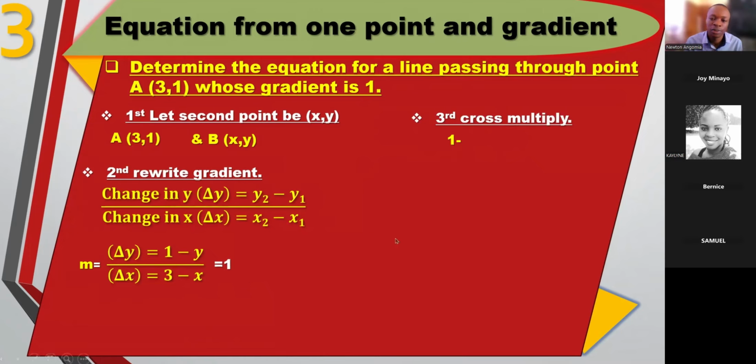Then what we do, simply cross multiply as we said before. So after cross multiplying, what you need to do is just to simplify. And you have the equation. Remember, write the equation in form of y is equal to mx plus or minus c.